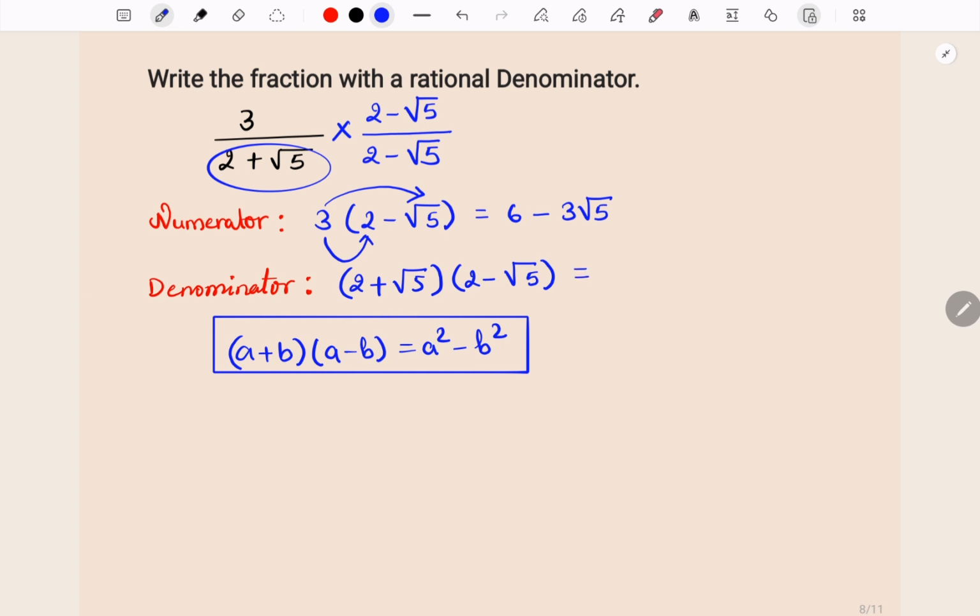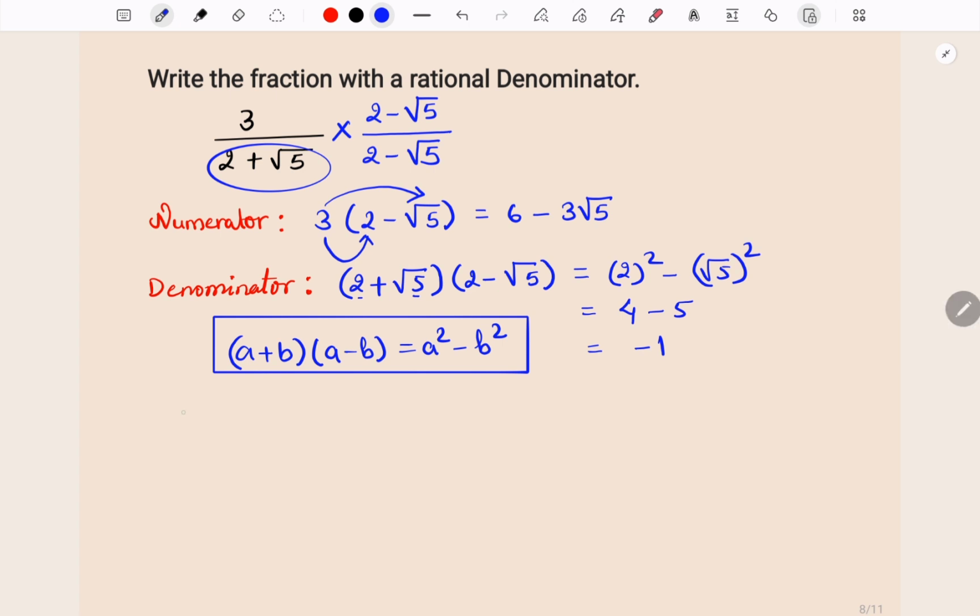So here we have 2 in place of a and root 5 in place of b. So a squared will be 2 squared and b squared would be root 5 squared. So 2 squared is 4 and root 5 squared is 5. 4 minus 5 is negative 1. Alright, so we have the numerator and we have the denominator.